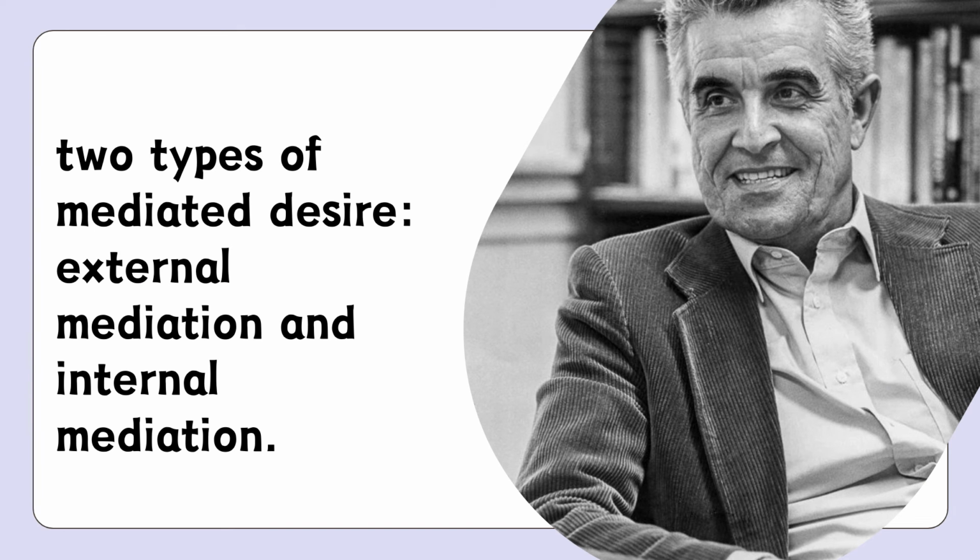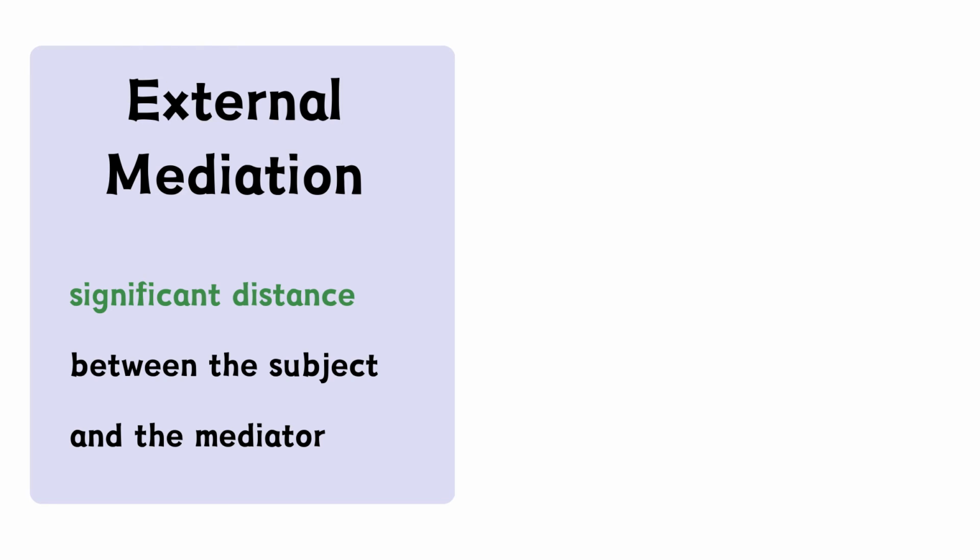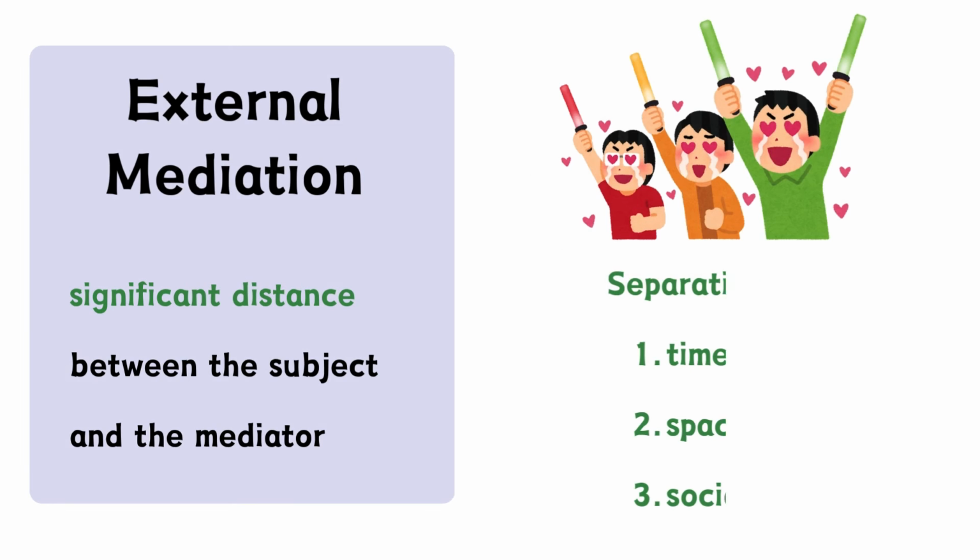Girard further distinguishes between two types of mediated desire: external mediation and internal mediation. External mediation refers to a significant distance between the subject, the desiring person, and the mediator, the model or ideal. In these cases, the mediator embodies lofty aspirations that are admired but not directly attainable. Here, the mediator is distant, making the pursuits devoid of immediate rivalry.